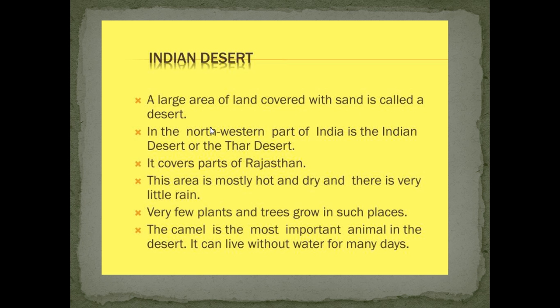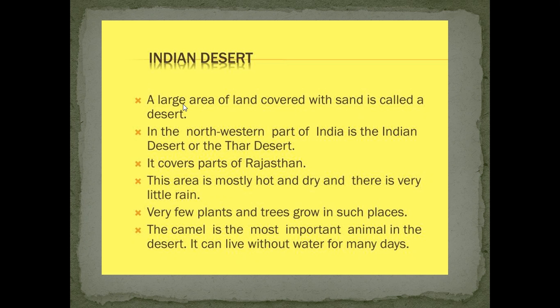In the northwestern part of India is the Indian desert or the Thar desert. Where it lies? In the northwestern part of India. नॉर्थ में और थोड़ा वेस्टर्न में उस बीच में आता है. In the northwestern part of India, we can see this great Indian desert or Thar desert. I may ask the question where it lies. You have to answer. It is in the northwestern part of India.